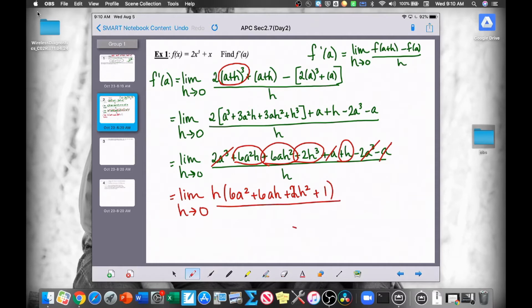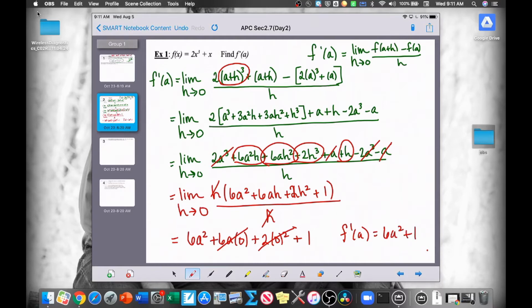And this is all divided by h. And so now we can cross out those h's. And when we evaluate our limit as h approaches 0, this is going to be equal to 6a squared plus 6a times 0 plus 2 times 0 squared plus 1. So this term becomes 0 and this term becomes 0. And we get that our f prime of a is equal to 6a squared plus 1.